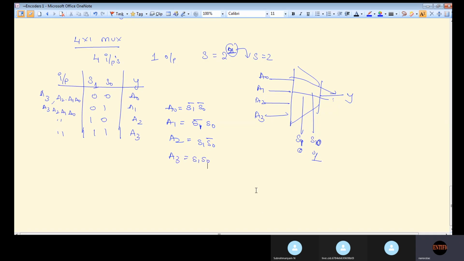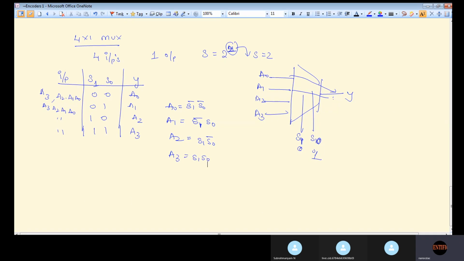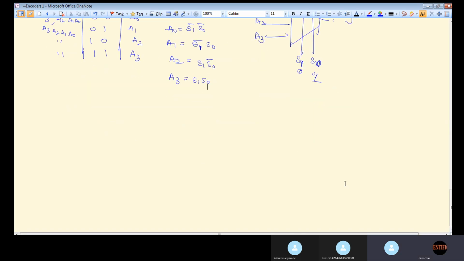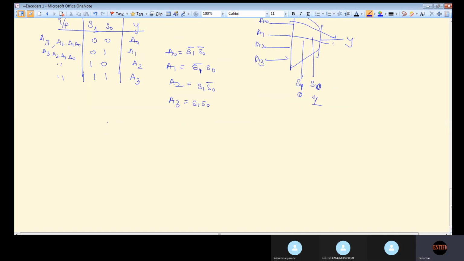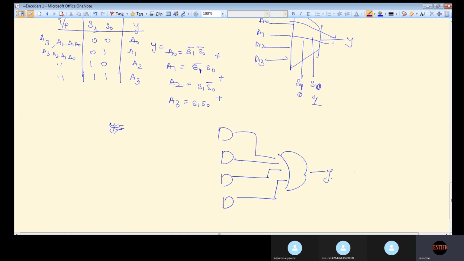So what do we need here? We wrote it like this, but the output of the multiplexer is the sum of these terms, and we need a single output. So we take 4 AND gates, and all the 4 outputs are given to an OR gate. This is your Y.